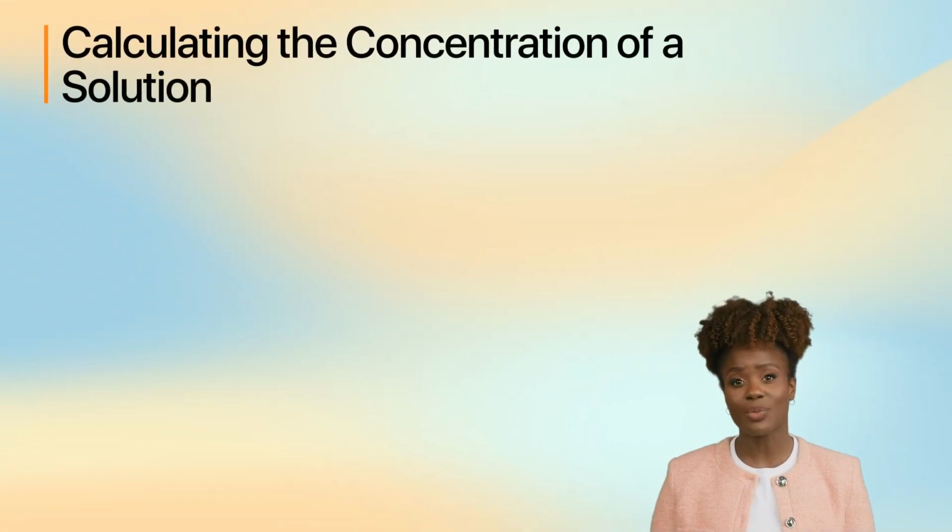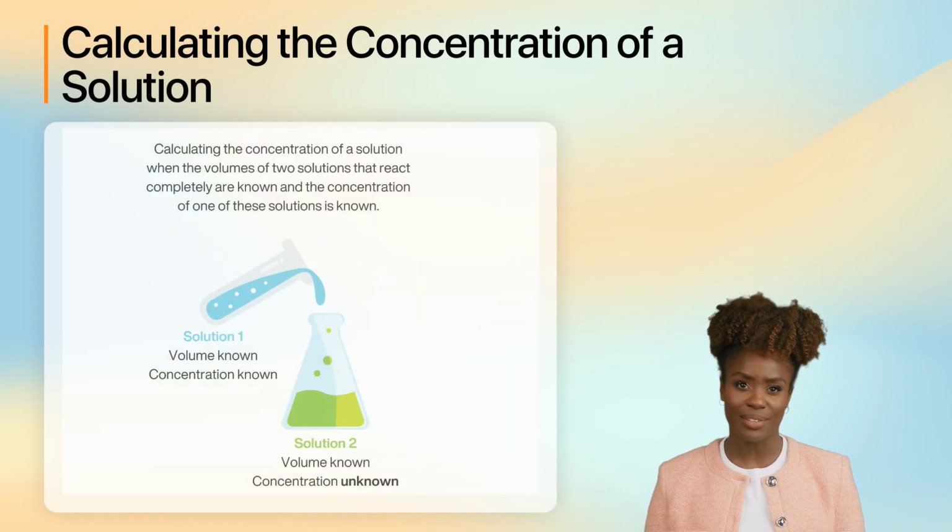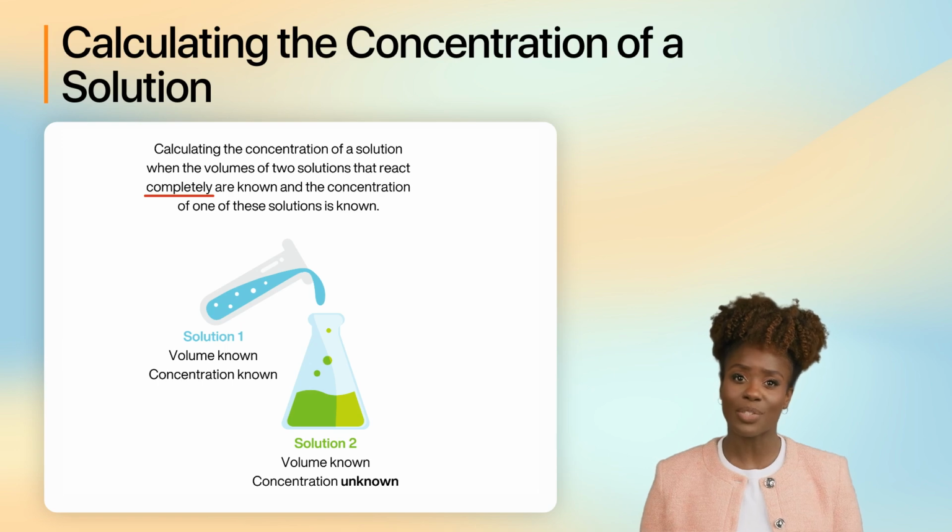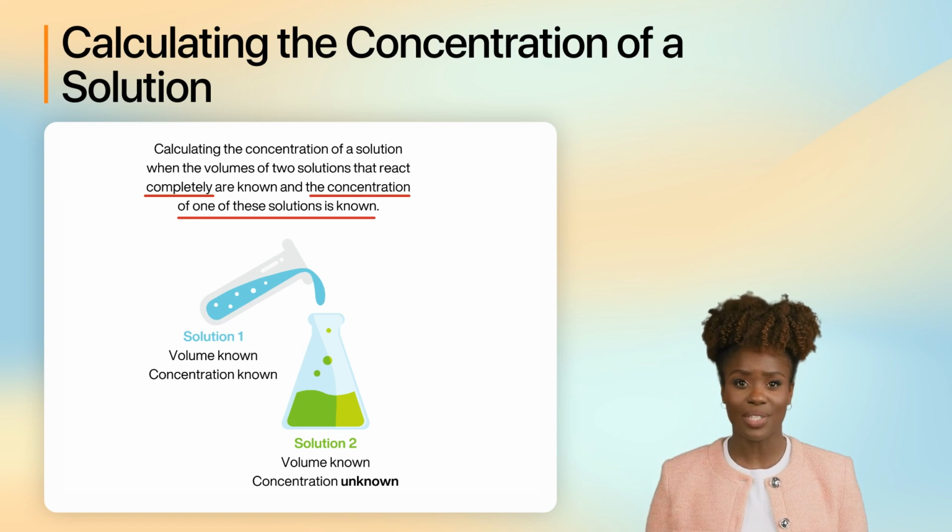Let's dive into a crucial technique in quantitative chemistry: calculating the concentration of a solution when the volumes of two solutions that react completely are known, and the concentration of one of these solutions is known. This might sound complex, but it's quite manageable if you break it down into a series of logical steps. First, let's understand the fundamental idea here.